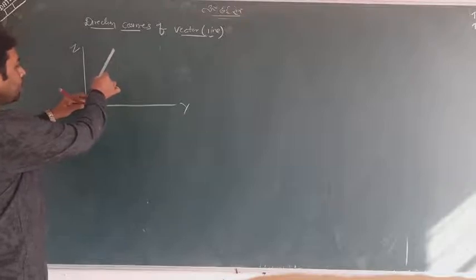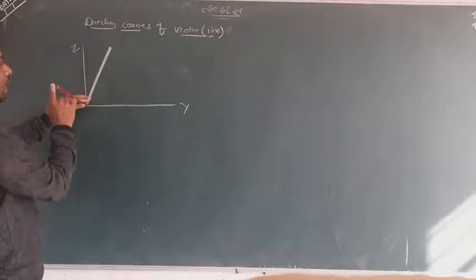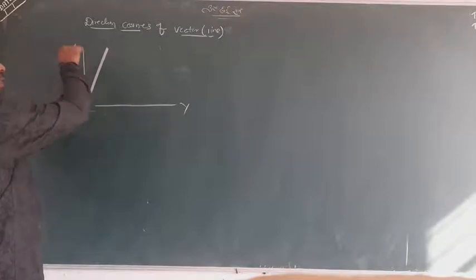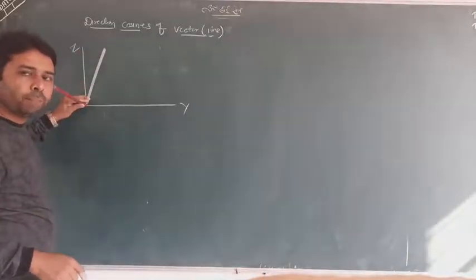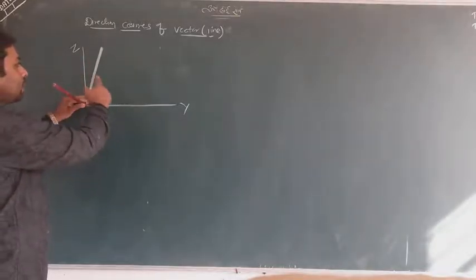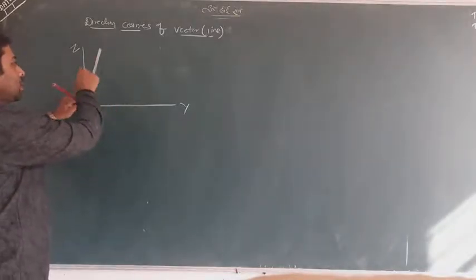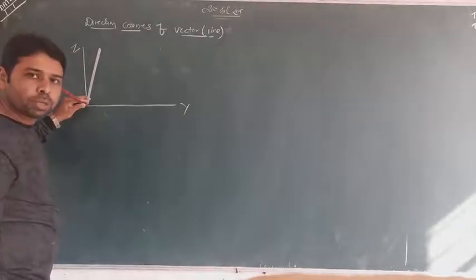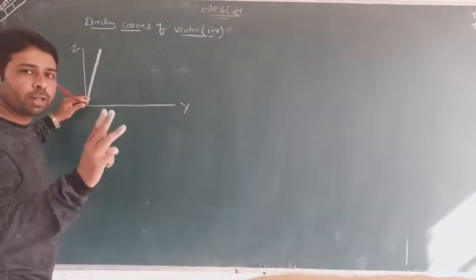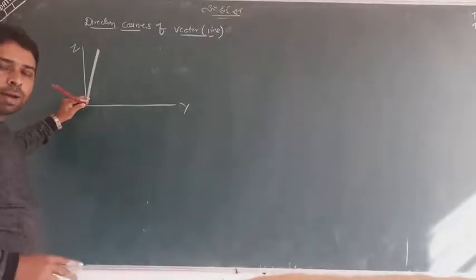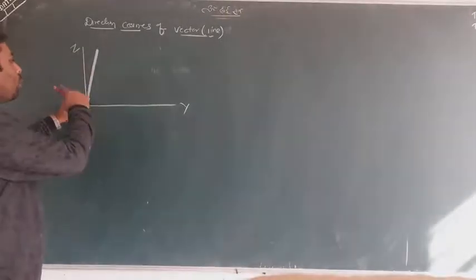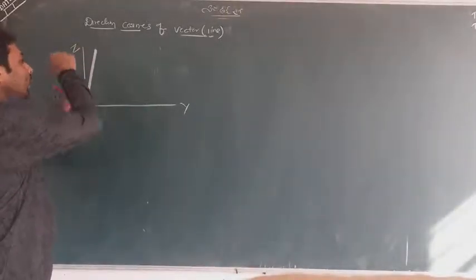We'll see that this line is making an angle with the x-axis, an angle with the y-axis, and an angle with the z-axis. Some angle this line is making with the x-axis, with the y-axis, and with the z-axis. Now we focus on these three angles. These angles are called alpha, beta, gamma respectively. This angle is called alpha, this angle is called beta, and this angle is called gamma.